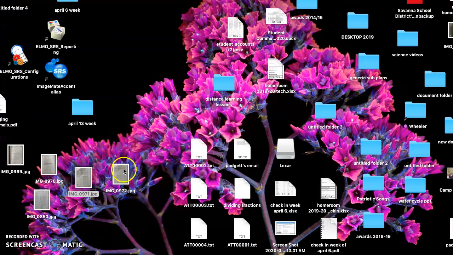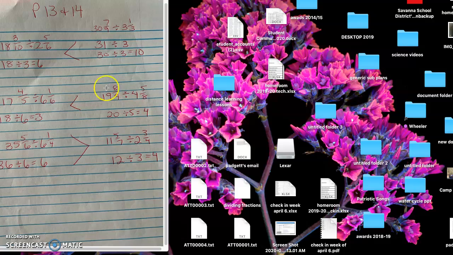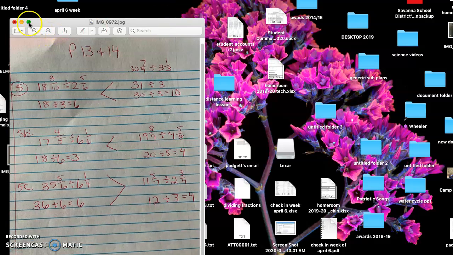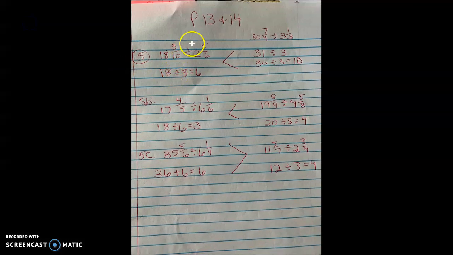Let's take a look at number 5. Okay, on number 5, like I said, this is going to round up to 3. 3 goes into 18, so 18 divided by 3 equals 6. This one is going to round to 3.